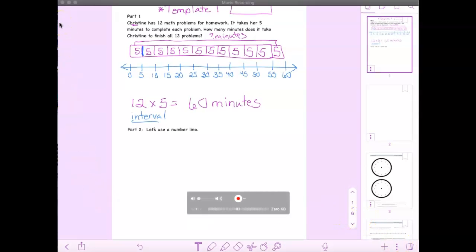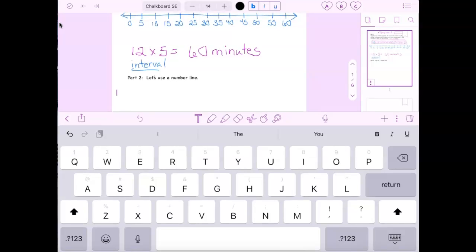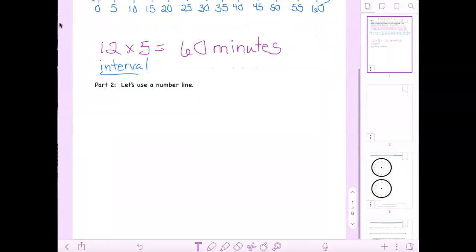We are going to continue with Module 2, Lesson 2. Remember, in Part 1, we had a tape diagram, and we correlated that to a number line with intervals of 5 minutes each. And we're talking about telling time using a continuous measurement, which is our number line.